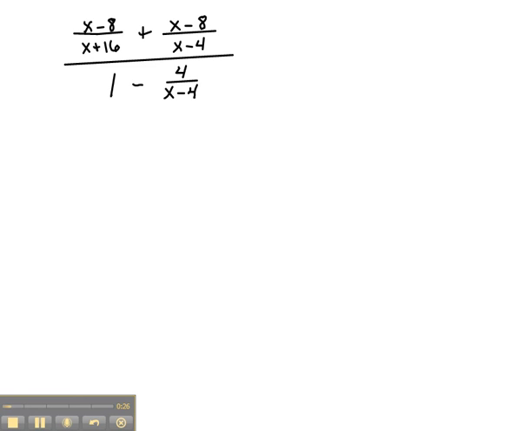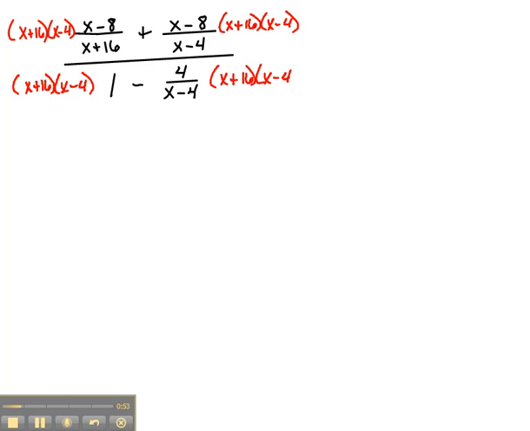So in this case, our common denominator would be x plus 16 and x minus 4. So I'm going to multiply every single term by x plus 16, x minus 4. So this will take me just a minute to write it out here. So x plus 16 times x minus 4, x plus 16 times x minus 4, and x plus 16 times x minus 4. Alright, now by doing that, I can look to see what's happening with each term.